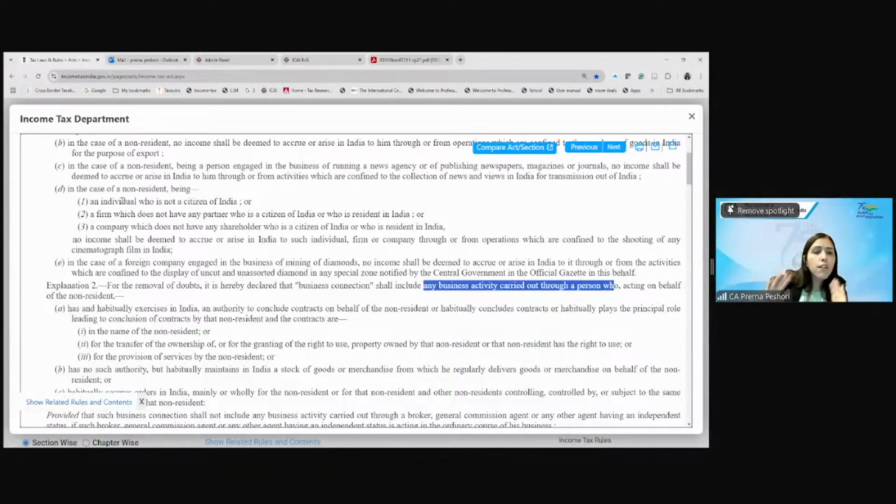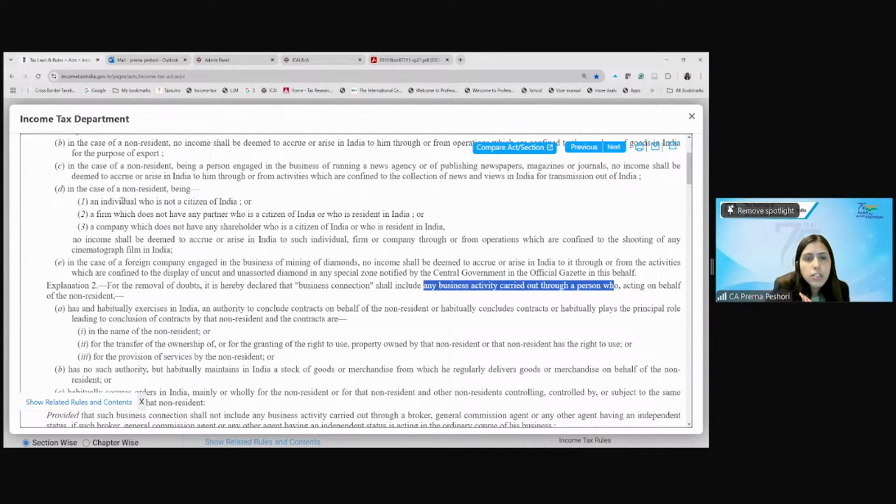We can say to the tax authorities that, look, this particular agent is not concluding the contracts in the technical terms. He's just meeting the customer, negotiating the pricing, deciding every other term of the contract, but he's not concluding the contracts. So this is how many of the non-residents were able to avoid the constitution of the business connection.